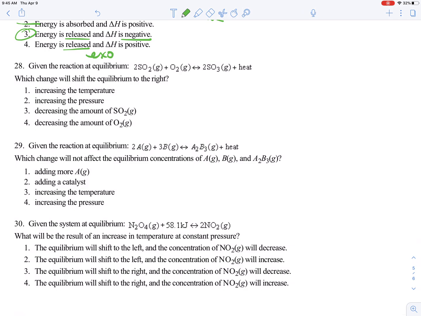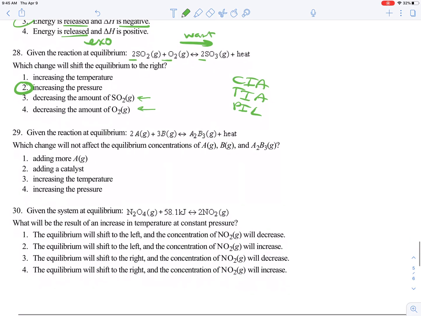28, which change would shift the equilibrium to the right? So I want it to go to the right. So let's think of things I could do to this reaction to change it. If I increase the temperature, that's TIA. If I increase this temperature, it would shift it to the left. So that's not it. If I increase the pressure, it will shift it to the side that has less moles of gas. So here's 3 moles of gas on the left, 2 moles of gas on the right. So yeah, that would shift it to the right. Decreasing the SO2 would shift it to the left, and decreasing the amount of oxygen would also shift it to the left.